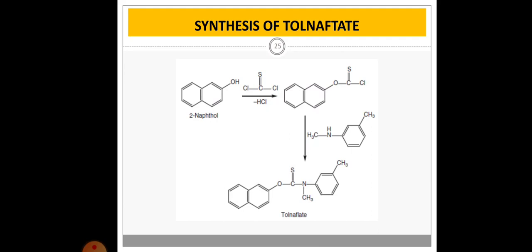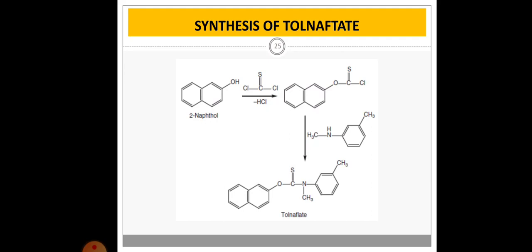This is the synthesis of TOLNAFTATE. Here, there occurs a reaction between 2-naphthol and chlorothionyl chloride, where there is a condensation type of reaction with the liberation of hydrochloric acid to give rise to the compound O-naphthalene 6-yl chloromethane thioate.